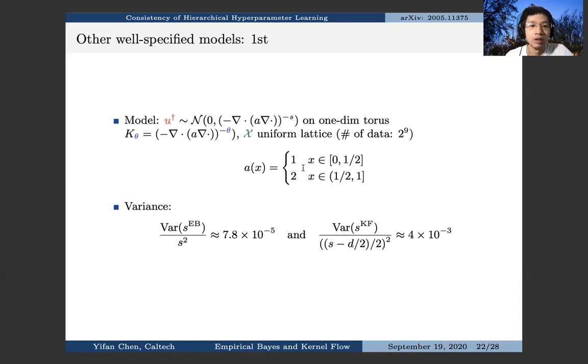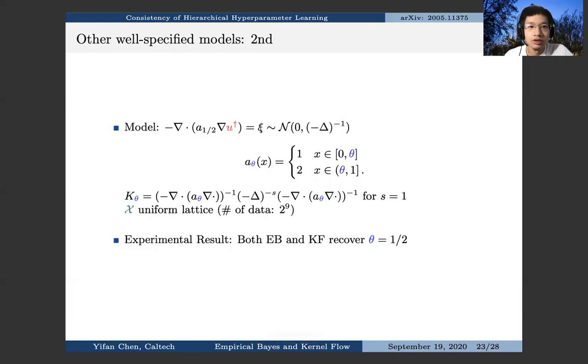Interestingly, we found that in this case, the behavior of empirical Bayes and the KF is similar to the Matern class case. They converge to the limits S and S minus d/2. And we calculate their variance. We see that as before, the variance of EB is much smaller than the variance of KF. So in this case, if we just change the minus Laplace to this elliptic operator, the conclusion didn't change much.